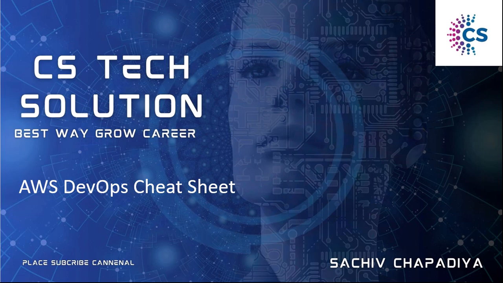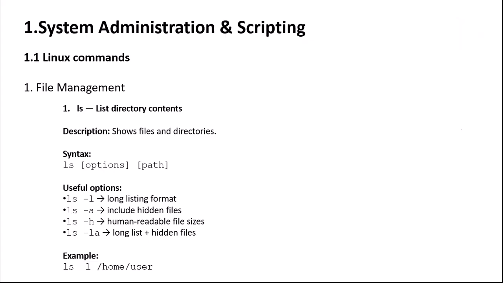Today let's learn the AWS DevOps cheat sheet. Today's topic is system administration and scripting. First topic is Linux commands, and the subtopic is file management.